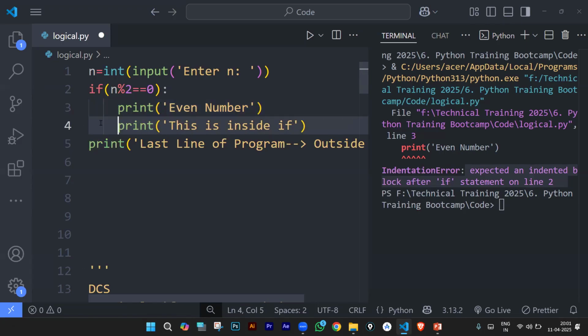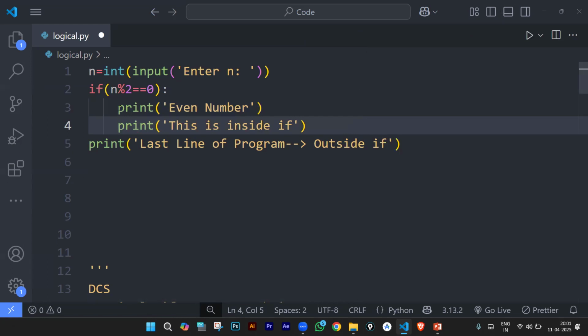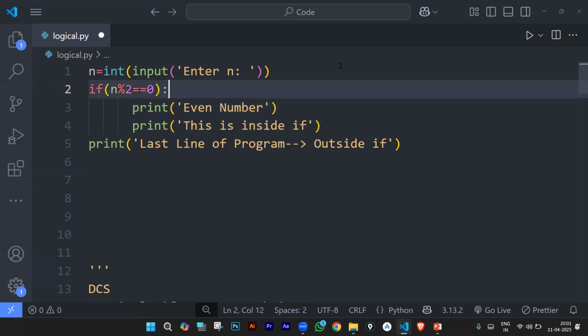That's how it works. Understood? Understood about if? Clear? Understood this indentation thing? Any doubt in this? Clear up to this point?